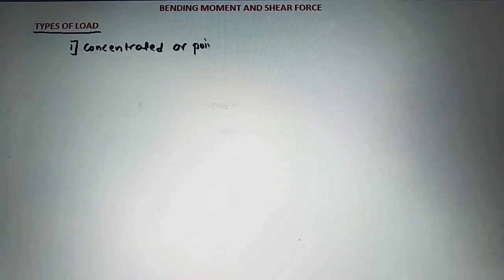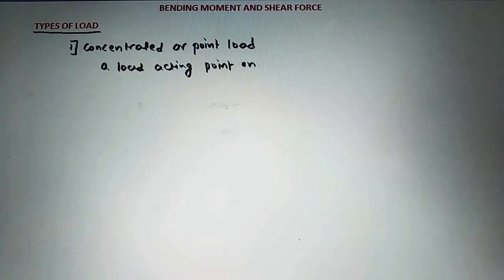Next is types of load. So the first type of load is the concentrated or point load. So see here, what is a concentrated or point load? A load which is acting at a particular point on a beam is called a concentrated or point load.